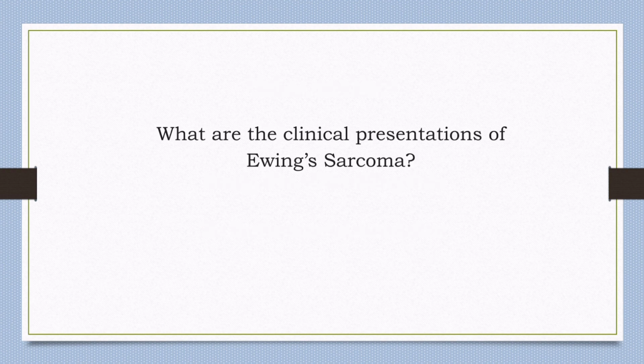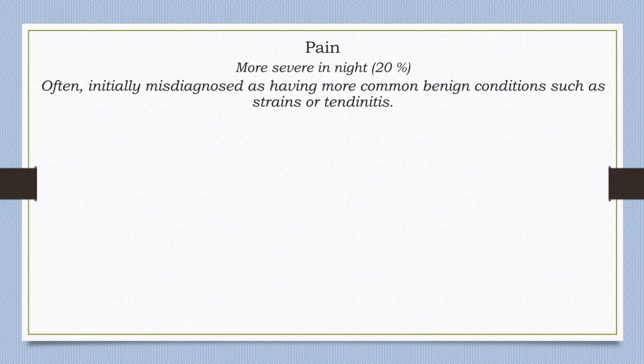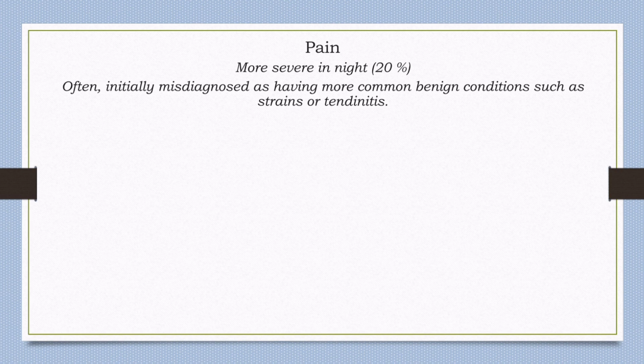What are the clinical presentations of Ewing sarcoma? As with other primary bone sarcomas, pain is the most common initial symptom of patients with Ewing sarcoma of bone. As the tumor destroys bone, patients may notice a deep, dull, aching pain in the involved region or extremity, although some may notice the pain to be more severe at night. This is certainly not a universal feature, with only about 20% noting it in one study. Unfortunately, many patients who initially present with pain are initially misdiagnosed as having more common benign conditions such as strains or tendinitis.